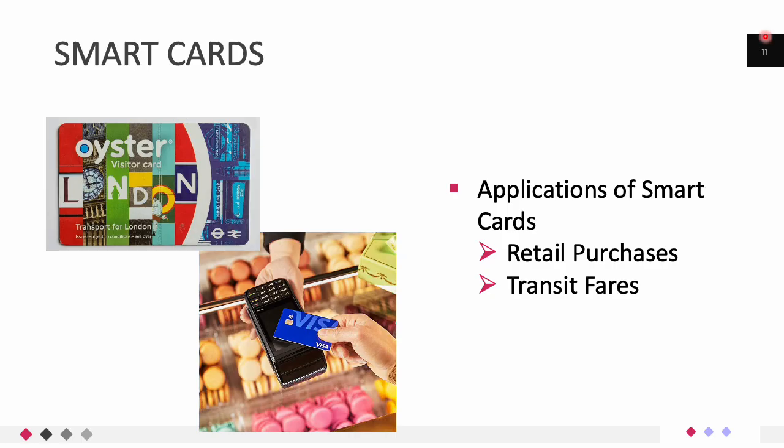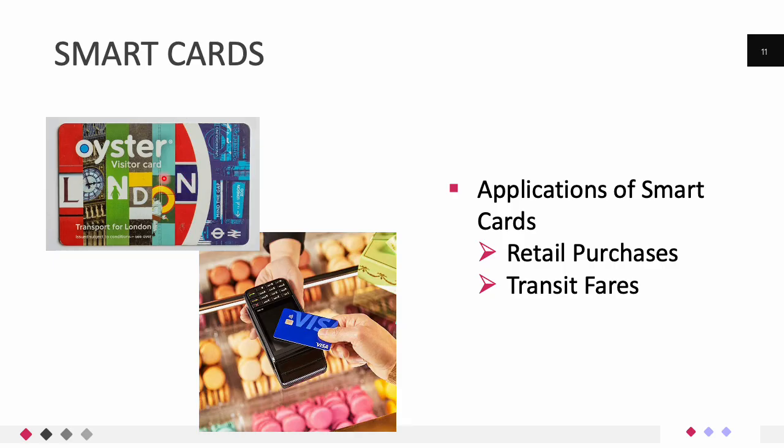And the second one is called transit fare. This is where the Oyster card in the top image comes in. It's the London version of our Easy Card.